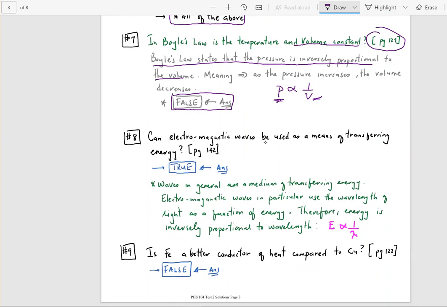Can electromagnetic waves be used as a means of transferring energy? Question number 8. More information can be found on page 142, and the answer is true. Waves, of course, are a medium of transferring energy. Now, when we're talking about electromagnetic waves in particular, we use the wavelength of light as a function of energy. Energy, of course, is inversely proportional to the wavelength.